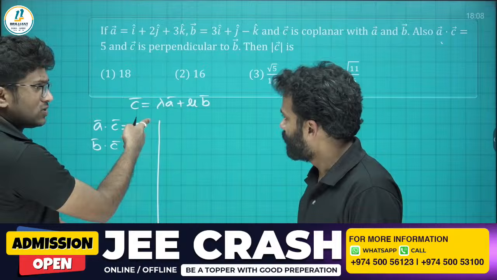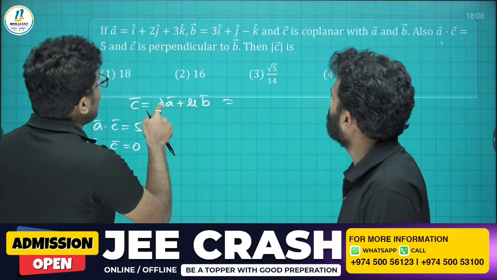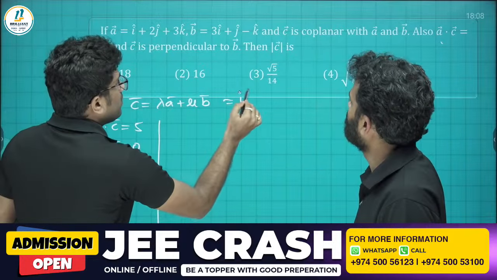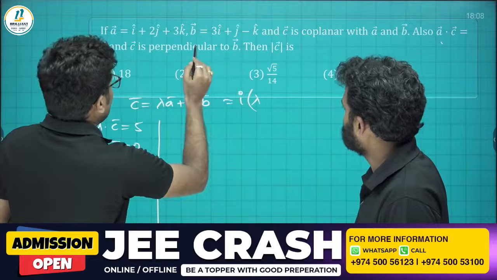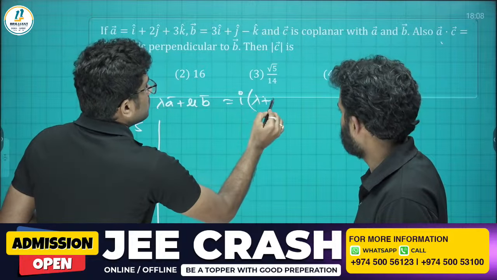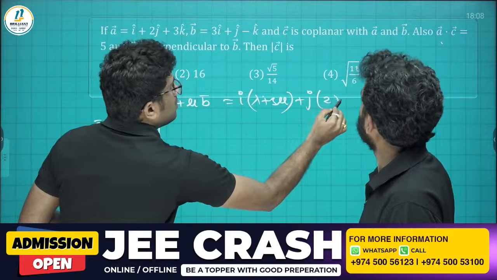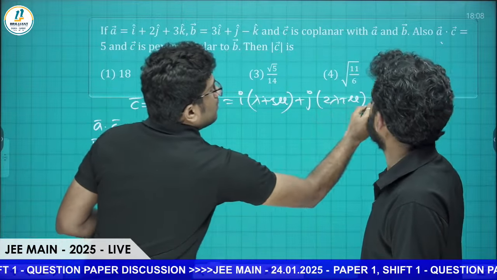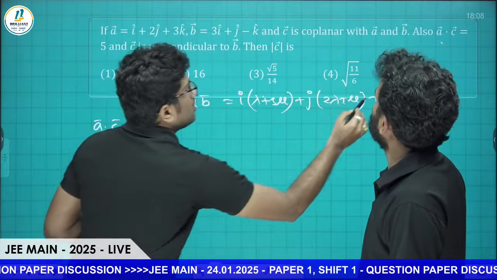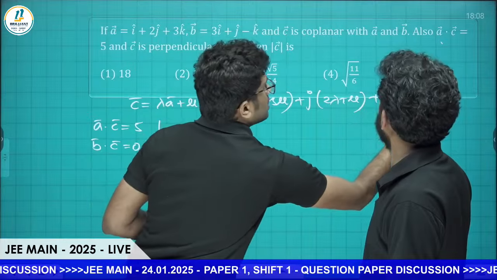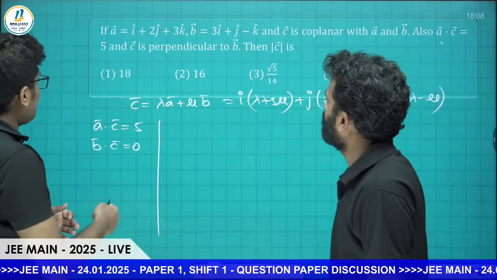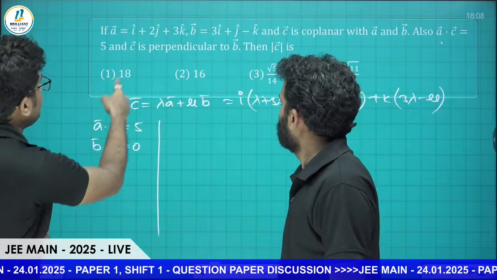We'll define this C bar now. C bar is equal to lambda times A bar plus mu times B bar, so i times (lambda plus 3 mu) plus j times (2 lambda plus mu) plus k times (3 lambda minus mu). Then we can take the dot of C with A bar.